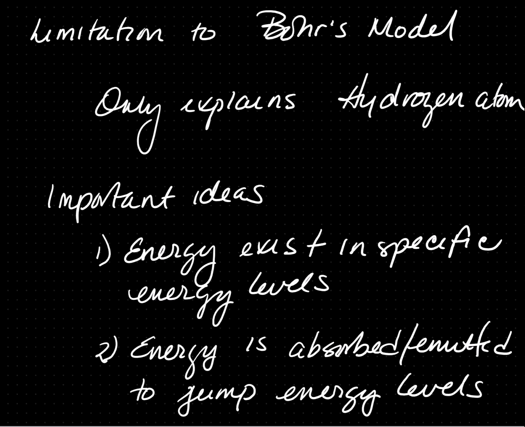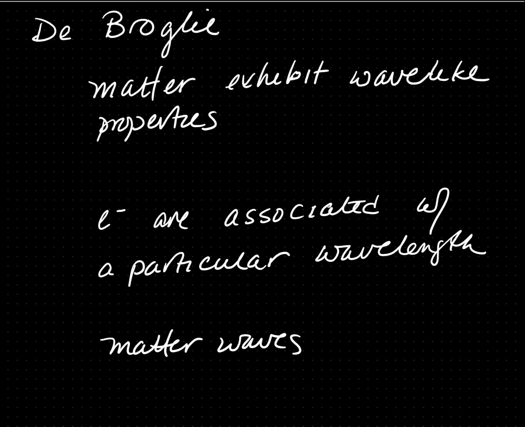Bohr's model provided 2 important ideas. One, that energy exists in certain energy levels. Number 2, in order for electrons to jump up and down those energy levels, they must absorb energy or they must emit energy. So the particle nature of light says energy travels in packets called photons. De Broglie said that matter can travel like a wave. He stated that each electron is associated with a particular wavelength.